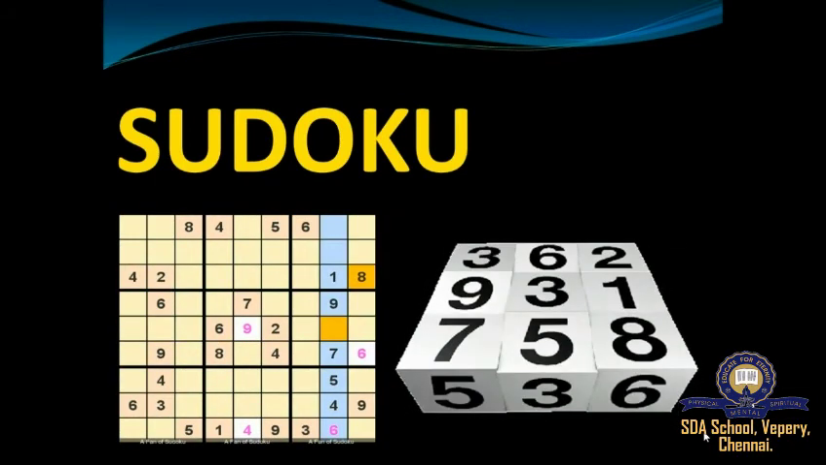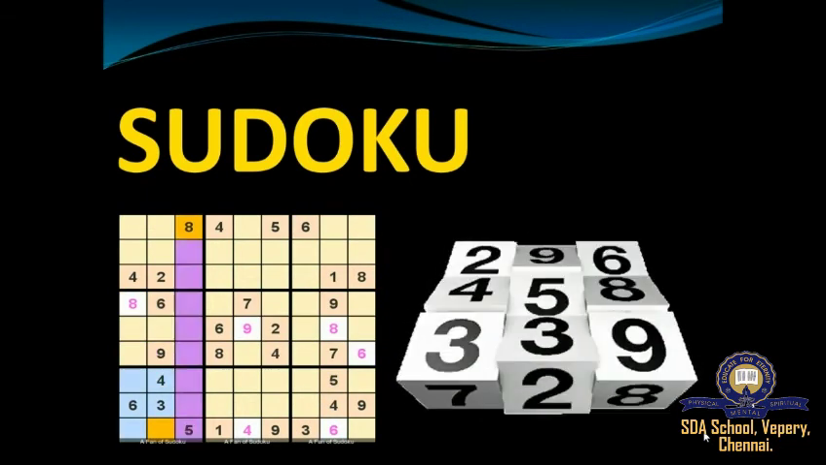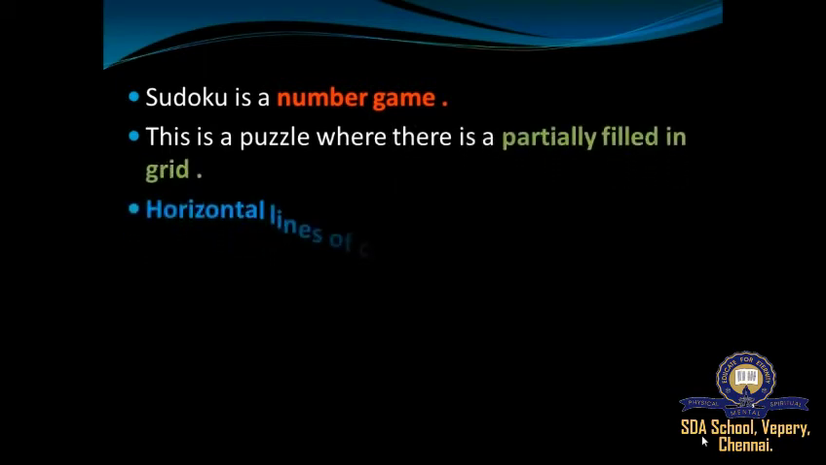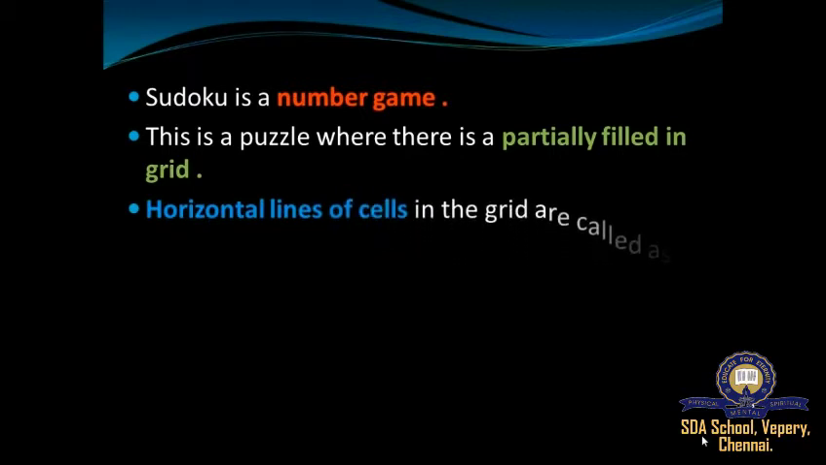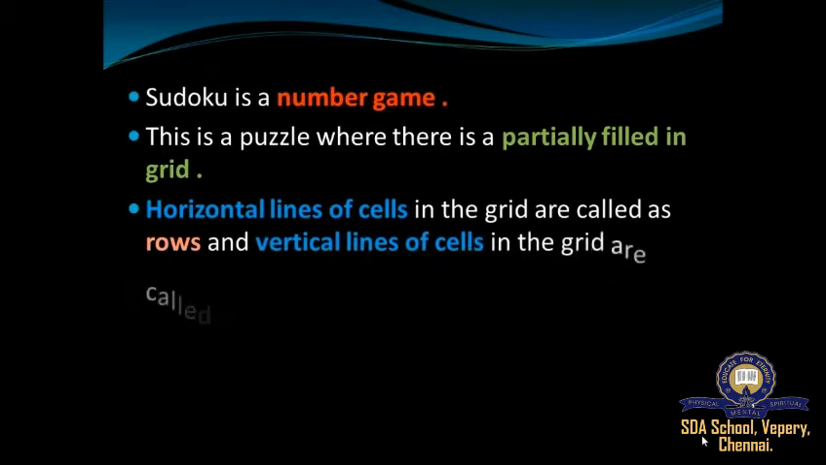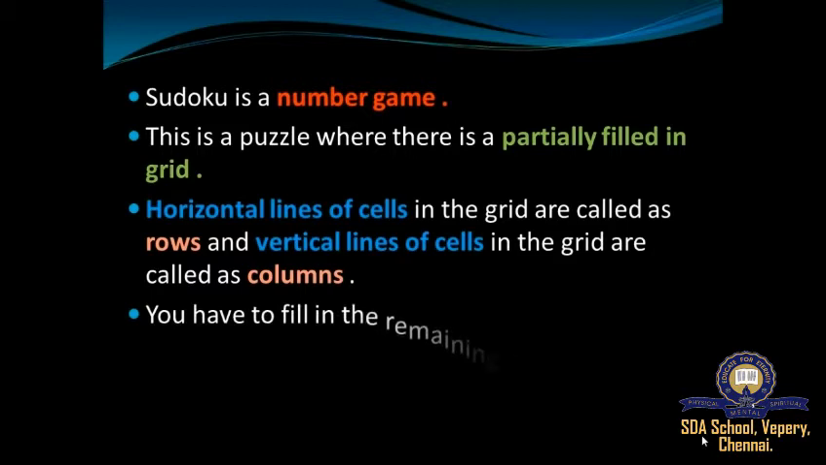You all would have played this in the newspapers, right? Now we'll look into what Sudoku is. Sudoku is a number game. It is a puzzle where the numbers are partially filled in the form of a grid. The horizontal lines of cells in the grid are called rows and the vertical lines of cells in the grid are called columns. You are supposed to fill in the remaining blank cells.